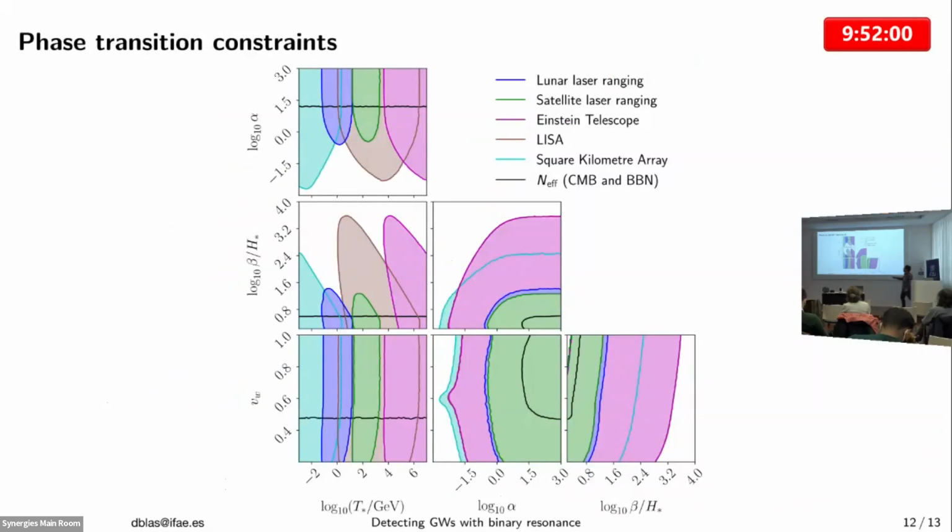We can constrain, for instance, let's say the energy scale of the transition is in blue. This is the rate. There are some parameters that only we can constrain. If you forget about LISA or SKA, we will be the only guys in this game.